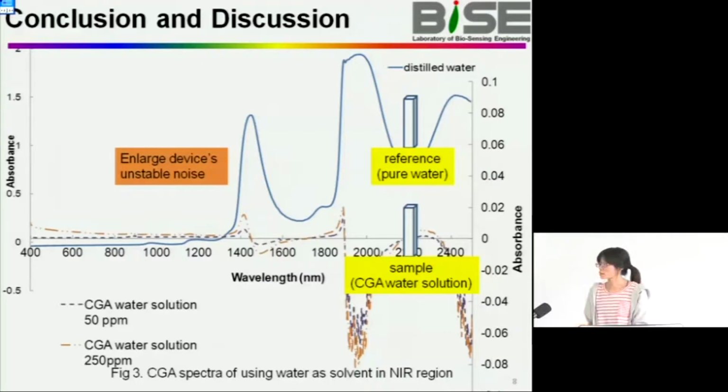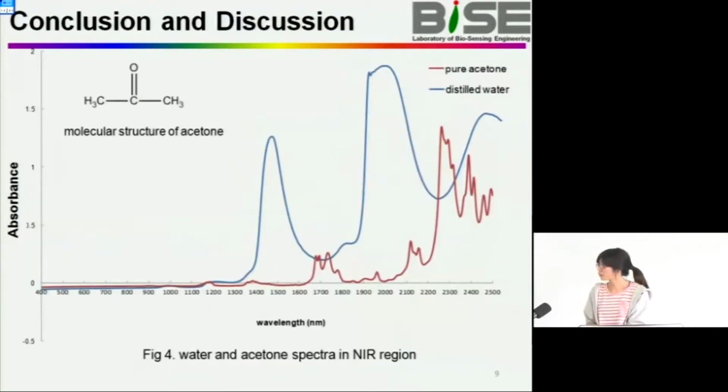Also, water's strong absorption can enlarge the device's unstable noise. So anyway, we can conclude that the CGA spectrum we get using water as a solvent may contain a lot of noise caused by water. In order to eliminate this noise, we need to find a solvent which doesn't have absorption in the NIR region. But unfortunately, I haven't found such a solvent to dissolve CGA so far. Then I tried acetone. CGA is easily dissolved in acetone, and this is the molecular structure of acetone.